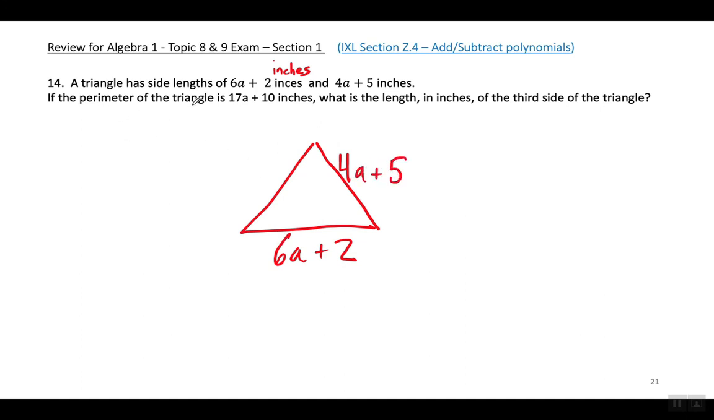If the perimeter of the triangle, how do you get the perimeter? By adding up all the sides. If the perimeter of the triangle is this much, what is the length of the third side of the triangle? So when you add up these 3 sides, you get this. How do you figure out what this side is?